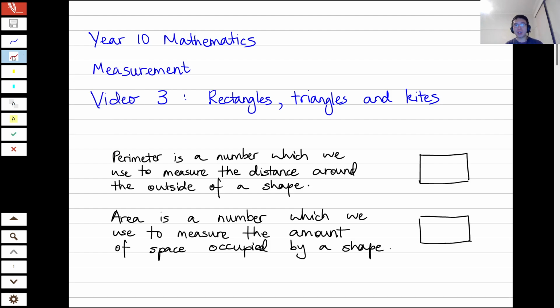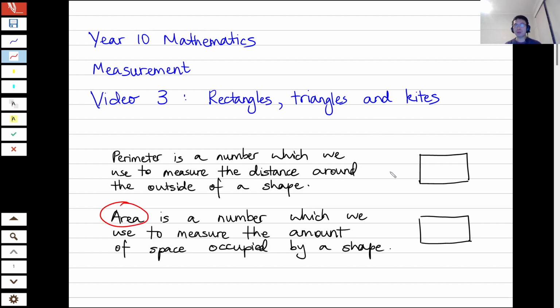Today we're looking at three of the easiest shapes to look at: the rectangle, the triangle, and one you might not have heard of before called a kite. And we are going to be mainly focused on area in this video.